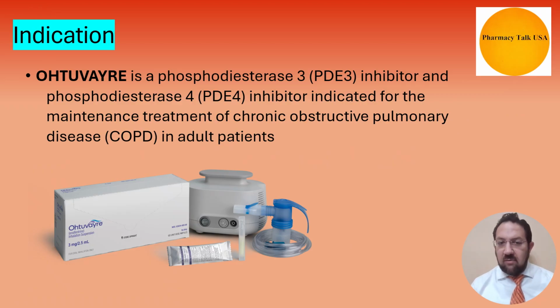So Ohtuvayre, first of all, is a phosphodiesterase 3 or PDE3 inhibitor, as some of us know, and phosphodiesterase 4 or PDE4 inhibitor indicated for the maintenance treatment of chronic obstructive pulmonary disease in adult patients. So it's one of the first PDE4 and PDE3 inhibitor combinations for the treatment of chronic obstructive pulmonary disease, which is an obstruction of the lungs called COPD, especially in adults. I've included a picture of the Ohtuvayre for you to see over here with the ampule.